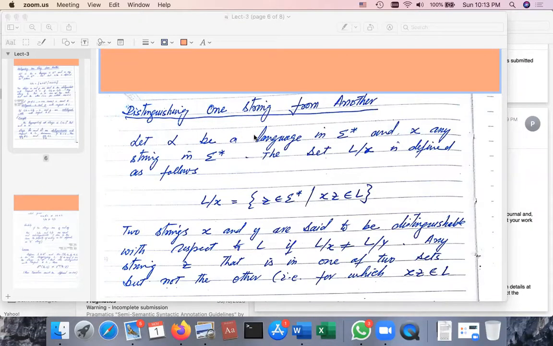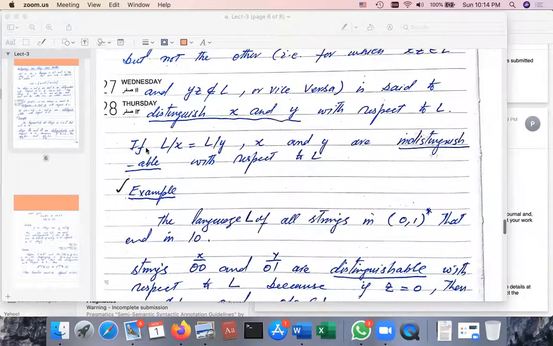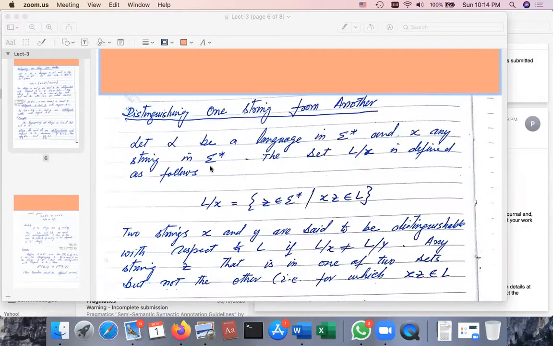Okay, so now we have to start from this topic, distinguishing one string from another. Which means that if we have a string, how can we differentiate or distinguish that that string is different from another one? So this is some theoretical stuff before this example. So let's go through this theoretical stuff first.